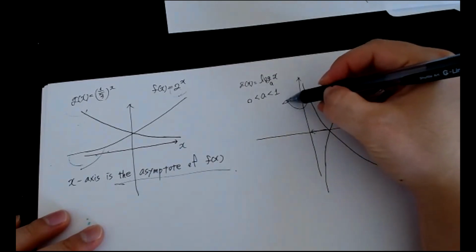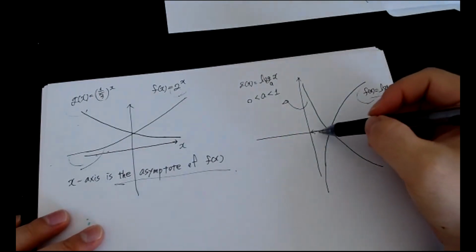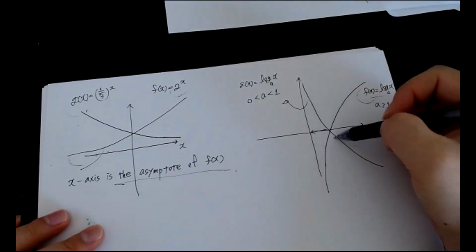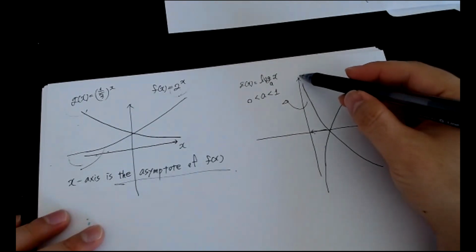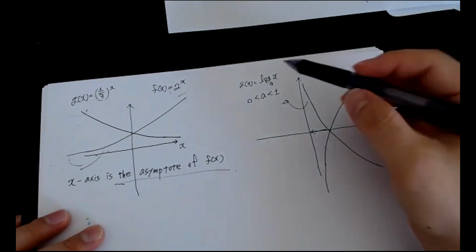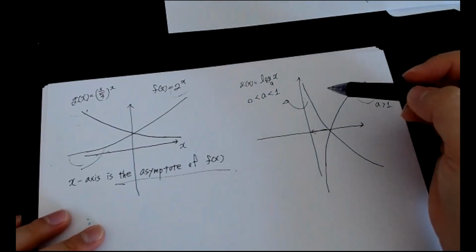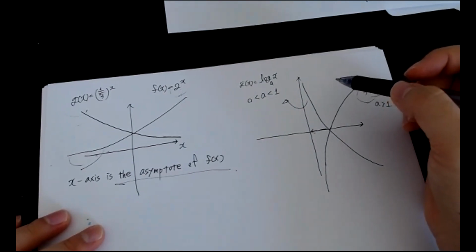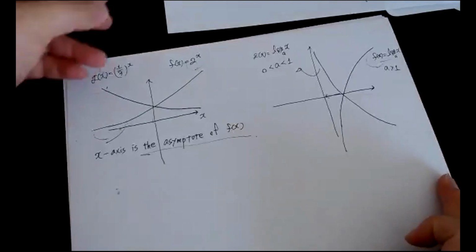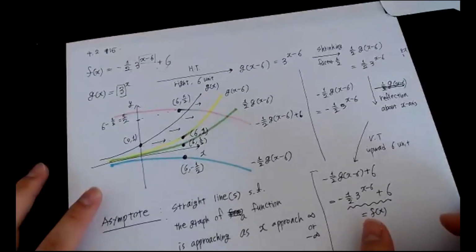Okay, right here. This one is x approaching infinity, approaching 0. The graph approaches the y-axis too. So this has a vertical asymptote, which is the y-axis. Okay, so now we understand. I hope you understood asymptote. So now back to here.